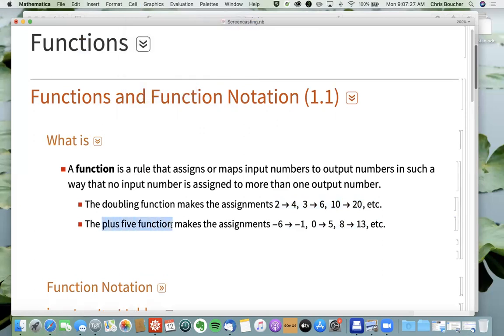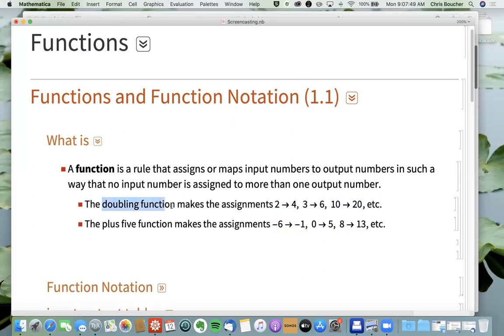Another example would be something I'll call the +5 function. So this rule is a rule that takes an input and adds 5, right? So that's all it does. So if you give me the input -6, I add 5, -6 plus 5 is -1. You give me the input 0, the output is 5, 0 plus 5 is 5, and so forth. So that's sort of the idea.